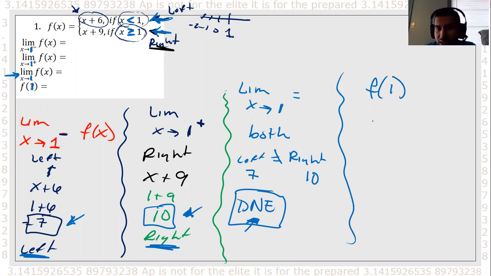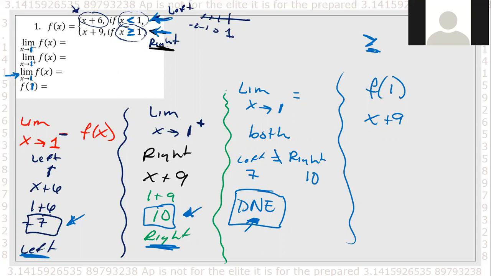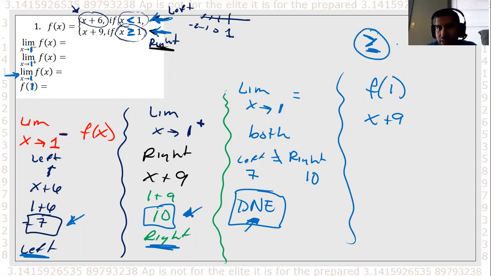So it's going to be x plus 9 that actually includes it, because it has this little symbol, right? The little Pac-Man stuff. So it's going to be x plus 9, which is 1 plus 9, which is 10. F of 1 is equal to 10. That is the answer here.